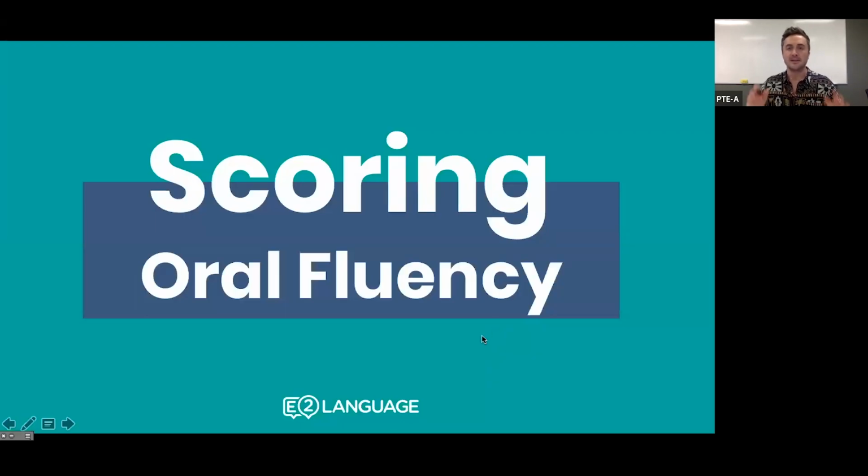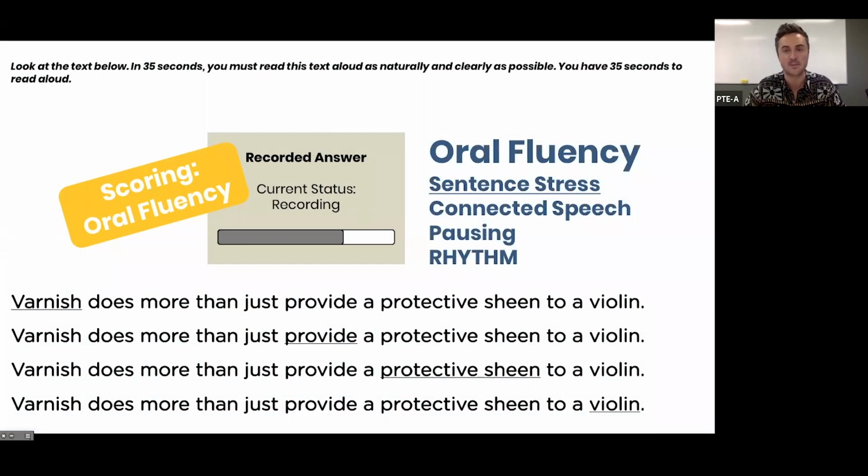Okay, now we've talked about content, we've talked about pronunciation, and we're just about to talk about oral fluency. These three scoring criteria apply to all of the speaking tasks, not just read aloud. We're going to see these speaking criteria also in describe image, retell lecture, not so much repeat sentence, but certainly in those two. So let's talk about oral fluency and what that means now.